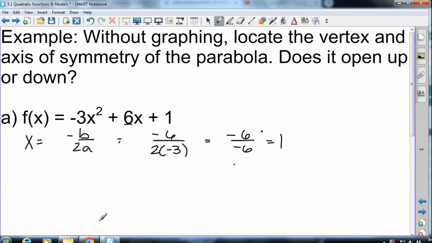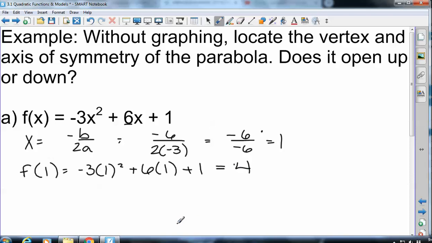Then how do you find the y? Plug in 0. Plug it in. And we get 4. So my vertex is the ordered pair (1, 4). What's the axis of symmetry? x equals 1.